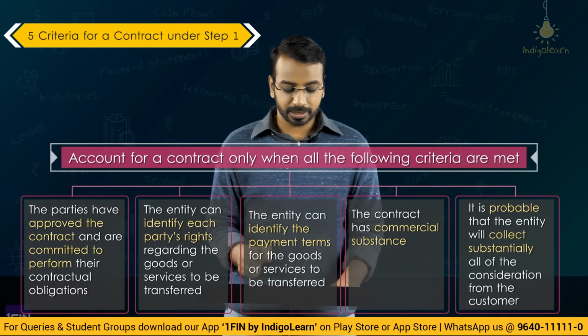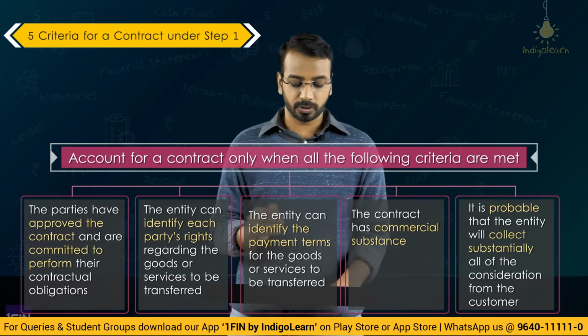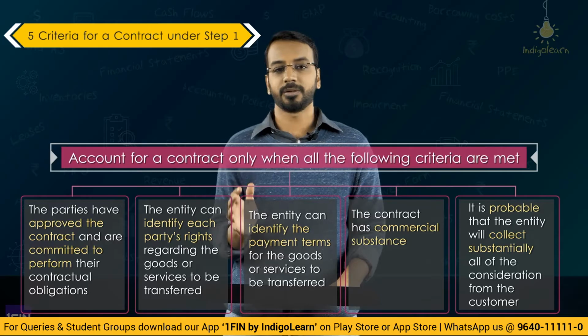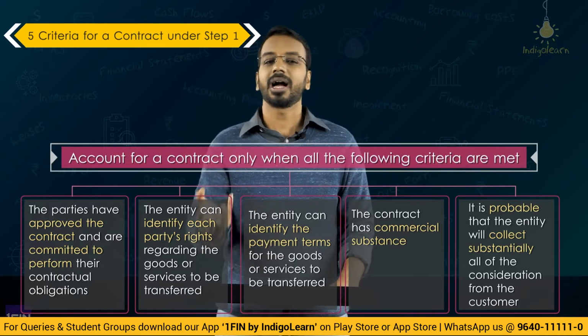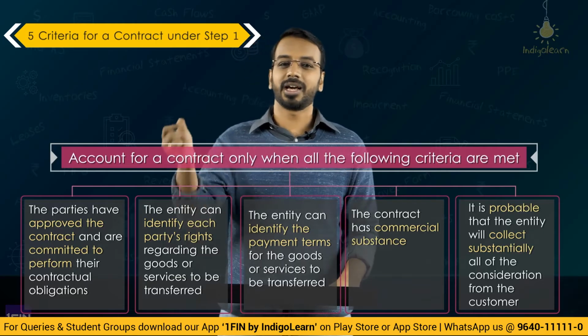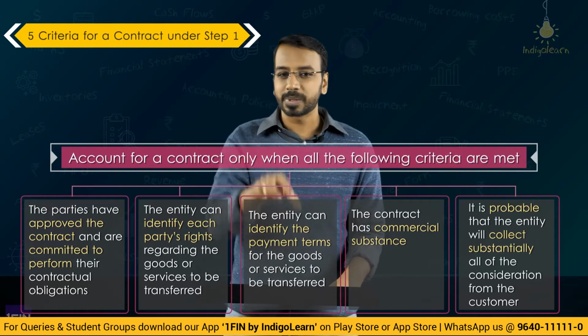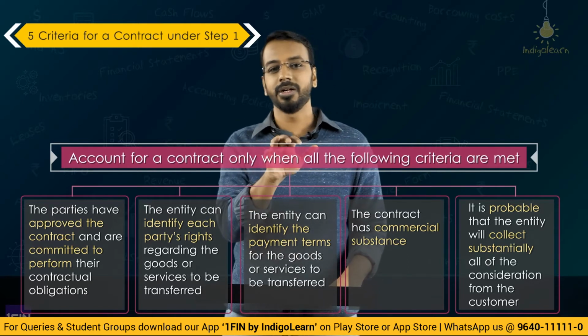Then lastly, it is probable that the entity will collect the consideration to which it will be entitled in exchange for the goods or services that will be transferred to the customer. So, the last point talks about collectibility. Now, if you recall AS 9, there also we had something like, if the collectibility is not certain, we have to defer revenue and all of that. It has been more specifically crystallized as a part of the step itself.